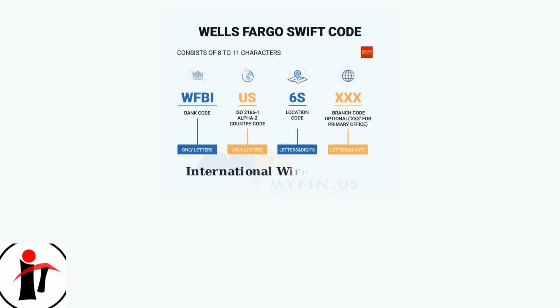International wire transfers require both a routing number and a SWIFT code. Wells Fargo's SWIFT code is WFBIUS6S. This code identifies Wells Fargo in the global banking network for international transactions.